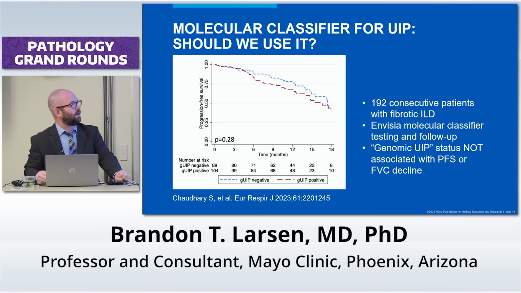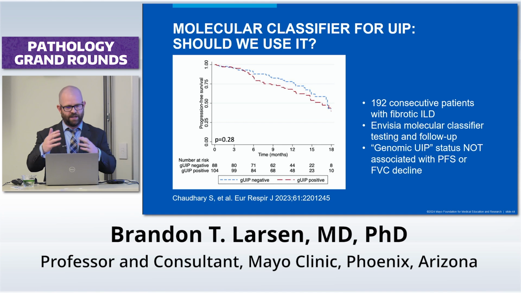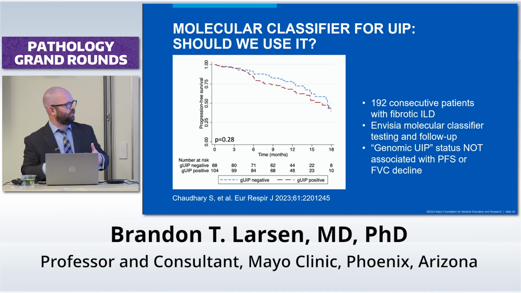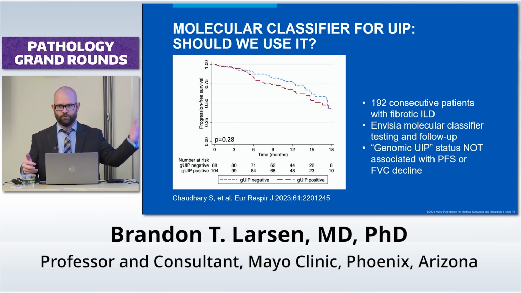Should we use this molecular classifier in practice? I think this is something that's continued to be debated in the field. An interesting study published out of Europe last year looked at almost 200 patients with fibrotic ILD and looked at their progression-free survival based on what their genomic classifier, this test, showed. People who had a genomic UIP pattern or a genomic not UIP pattern. And you can see here there's no statistically significant difference in progression-free survival regardless of the result of this genomic classifier. So does it have any real value in clinical practice?